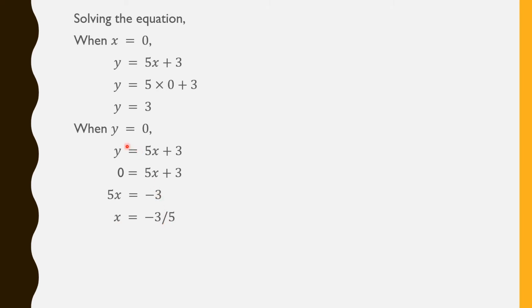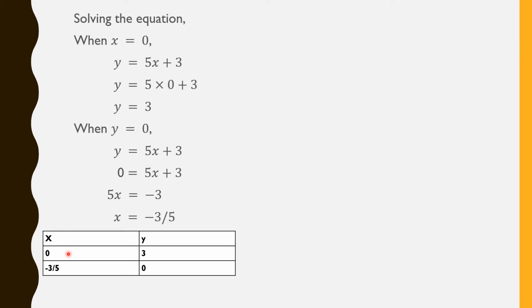That means when I take y equals 0 in y equals 5x plus 3, the value of x would be minus 3 by 5. Now substituting these values in tabular form: when I take x equals 0, the value of y is 3, and when the value of y is 0, the value of x is minus 3 by 5. So the points to be plotted are (0, 3) and (minus 3 by 5, 0).